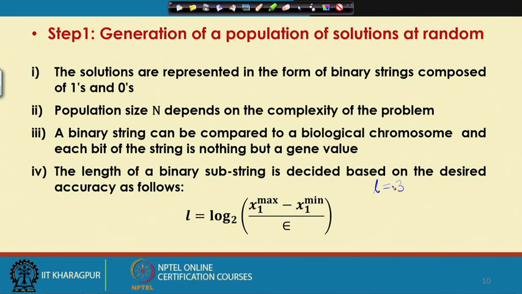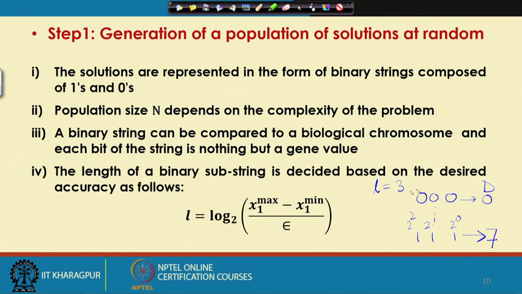Now, if there are 3 bits, on one side we have 0 0 0, whose decoded value, that is d, is nothing but 0, and on the other side we have 1 1 1, whose decoded value is 2 raised to the power 0, 2 raised to the power 1, 2 raised to the power 2. So, it is 4 plus 2 is 6, plus 1 is 7. So, its decoded value is 7.